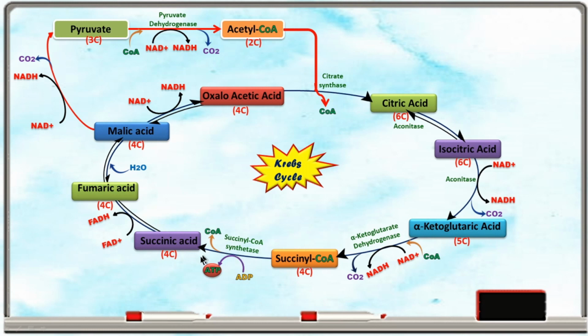So in this step, substrate level phosphorylation occurs. That means direct ATP production takes place. Here an ADP molecule is converted into an ATP molecule.